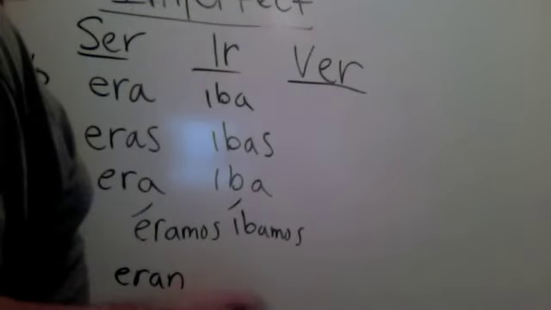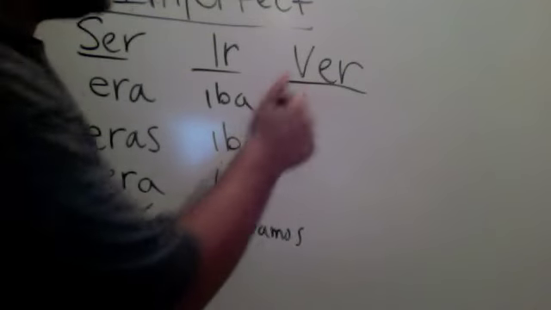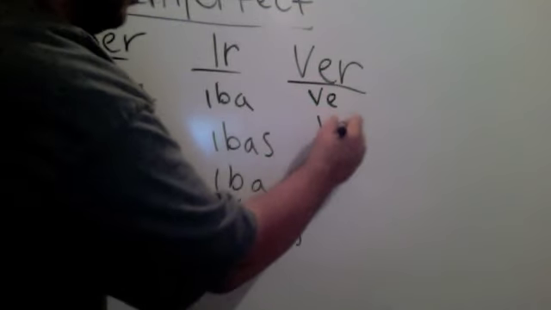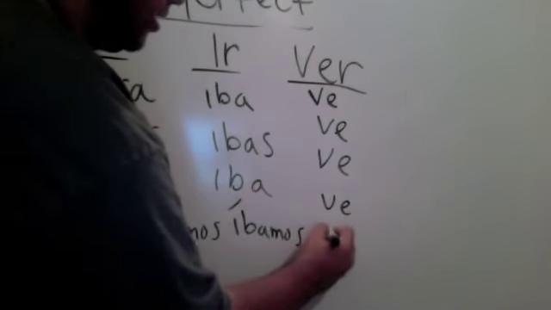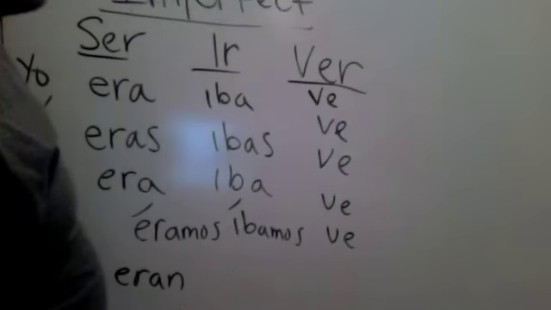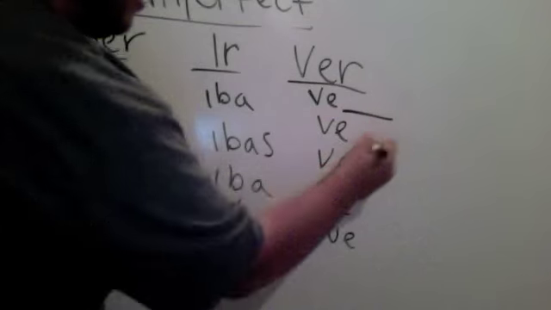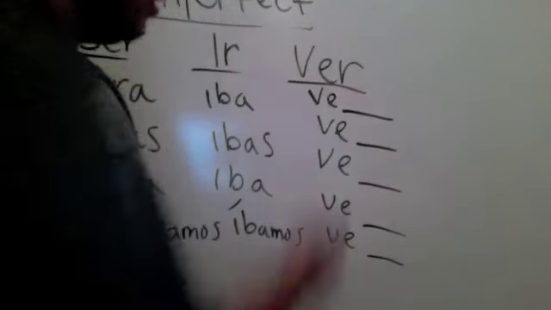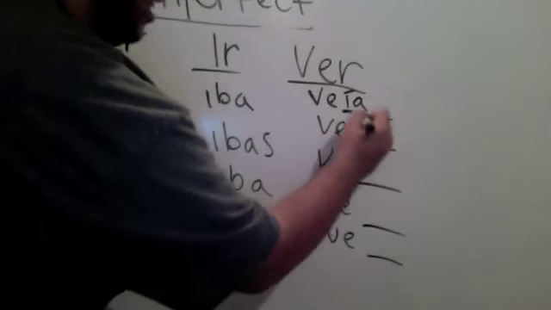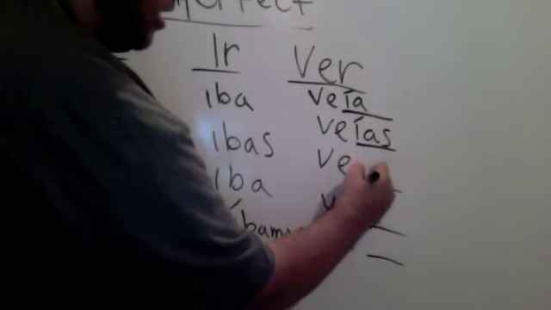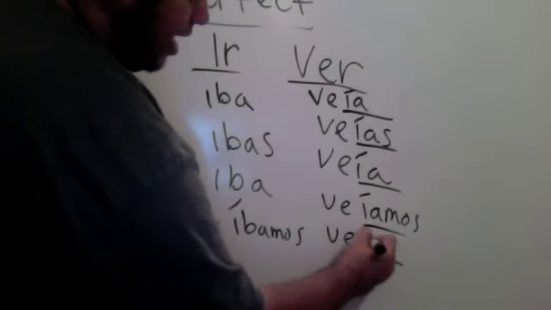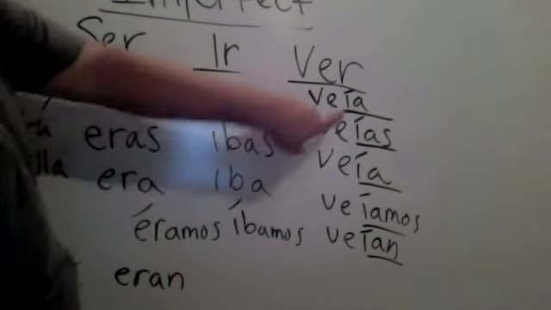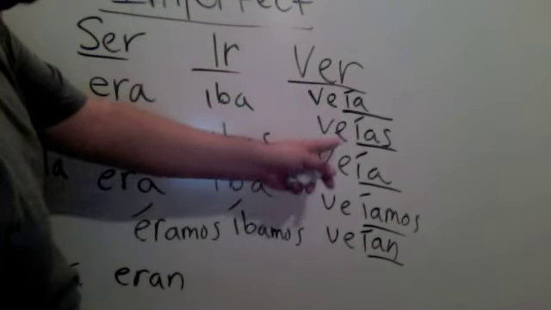Ver. Now, I don't even like to think that ver is an irregular, even though it technically is. I just think it wants to be different. So, go ahead and put VE for all your forms. Yo, tú, él, nosotros, ellos. That's the real only difference, this E. Now, go ahead and put your endings for ER, IR. Yo veía, tú veías, él, ella, usted veía, nosotros veíamos, ellos veían. That's the only difference. It still has the same endings as ER, IR, just with the extra E before it.